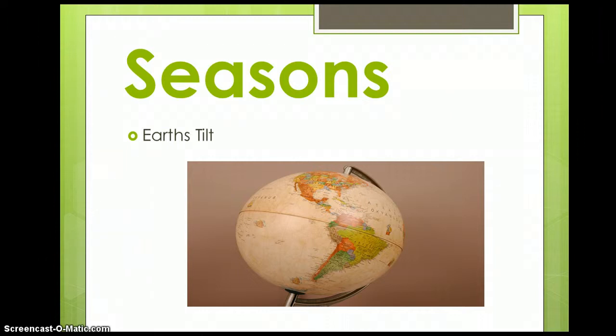The Earth also moves around the sun in a nearly circular path called an orbit. A revolution is one complete orbit around the sun, and the Earth completes one revolution every 365.25 days, which is basically the length of your year.